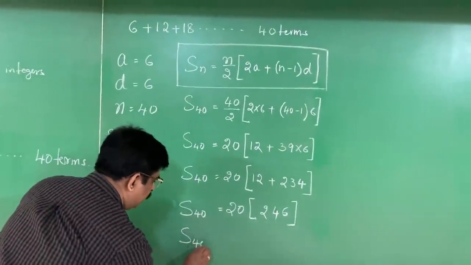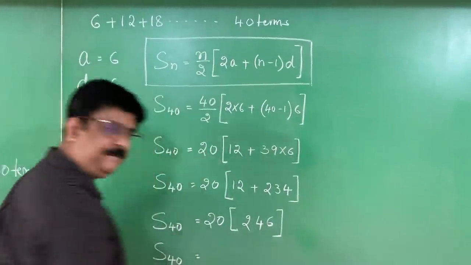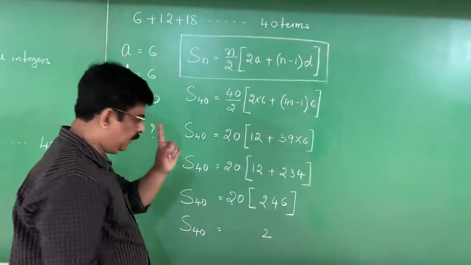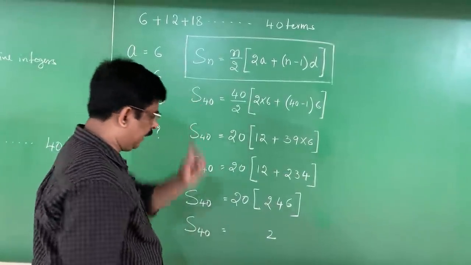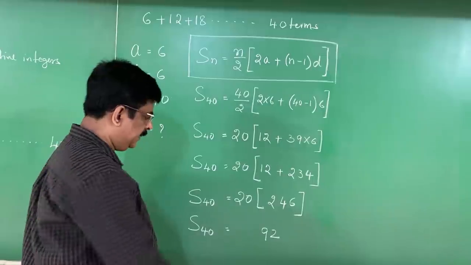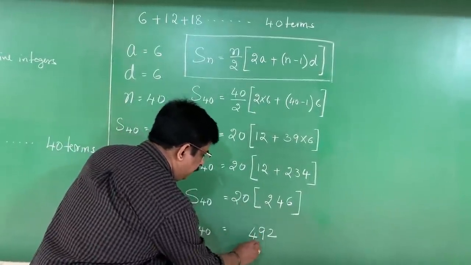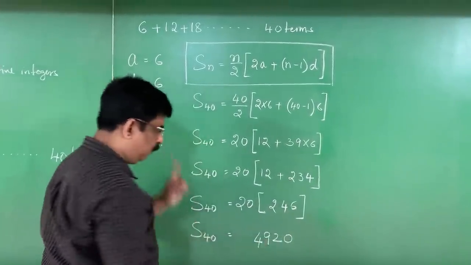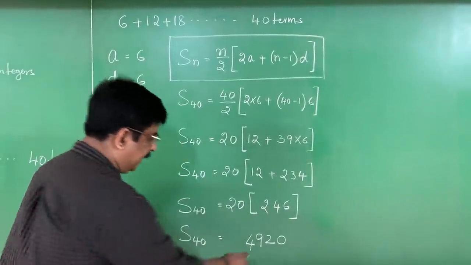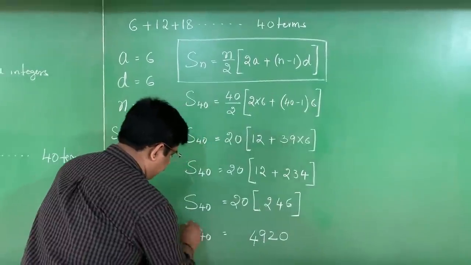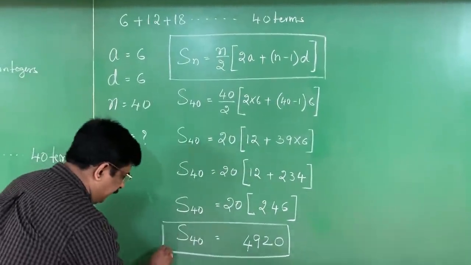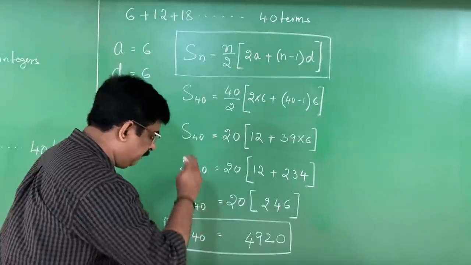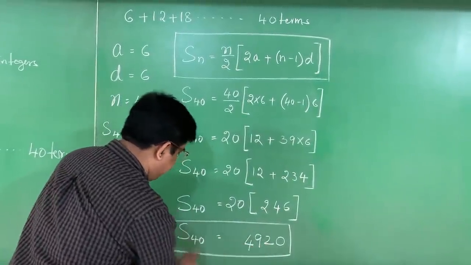Now S40 is equal to 20 into 246. Now you have to multiply. 0 now, multiply. 2 into 6, 12. 1. 2 into 4, 8. 8 plus 1 is 9. 2 into 2 is 4. I leave the 0, I write 0 now. Again I write 2 into 6, 12, 1. 2 4s are 8 plus 1 is 9. 2 2s are 4. Therefore the answer: the sum of the first 40 positive integers which are divisible by 6 is 4920. That is the answer.